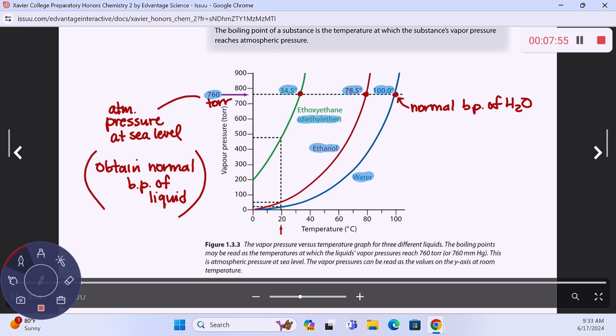Okay. When you're ready, go to the next page.